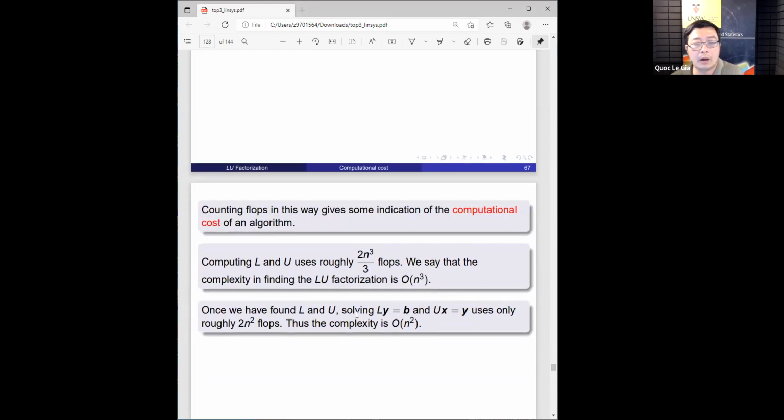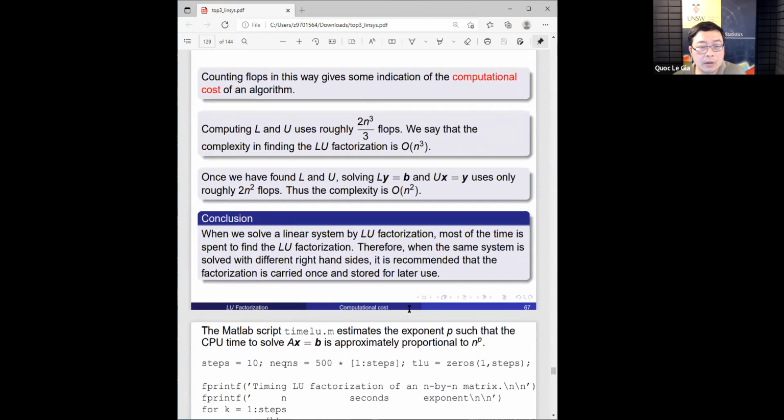And then when you solve Ly equals b and Ux equals y, it's roughly about 2n square flops. I wrote this down in the lecture notes already, so please read them. I wrote the steps for the LU factorization in the lecture notes as well. By counting the number of flops, you can show that solving a lower triangular or upper triangular system takes only about n square flops.